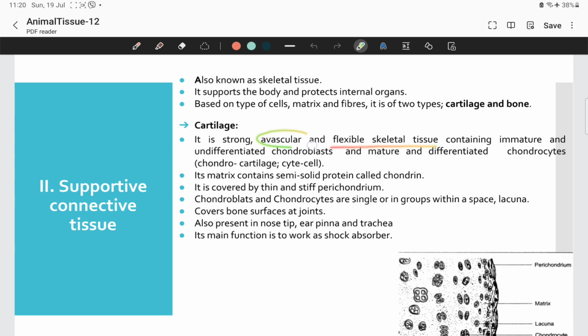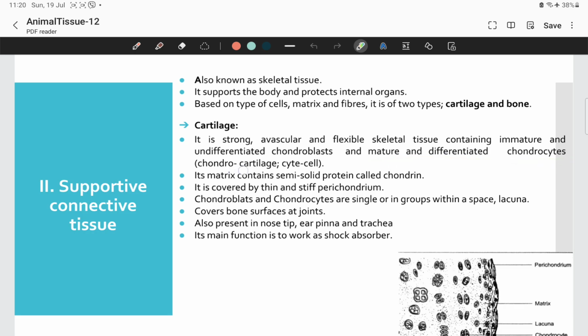There is no blood supply, so it is avascular and strong. So cartilage is a strong, avascular and flexible skeletal tissue, and it contains two different types of cells. One is the immature and undifferentiated cells known as chondroblasts, and when they divide and give new cells, they become mature and differentiated, and such cells are called chondrocytes.